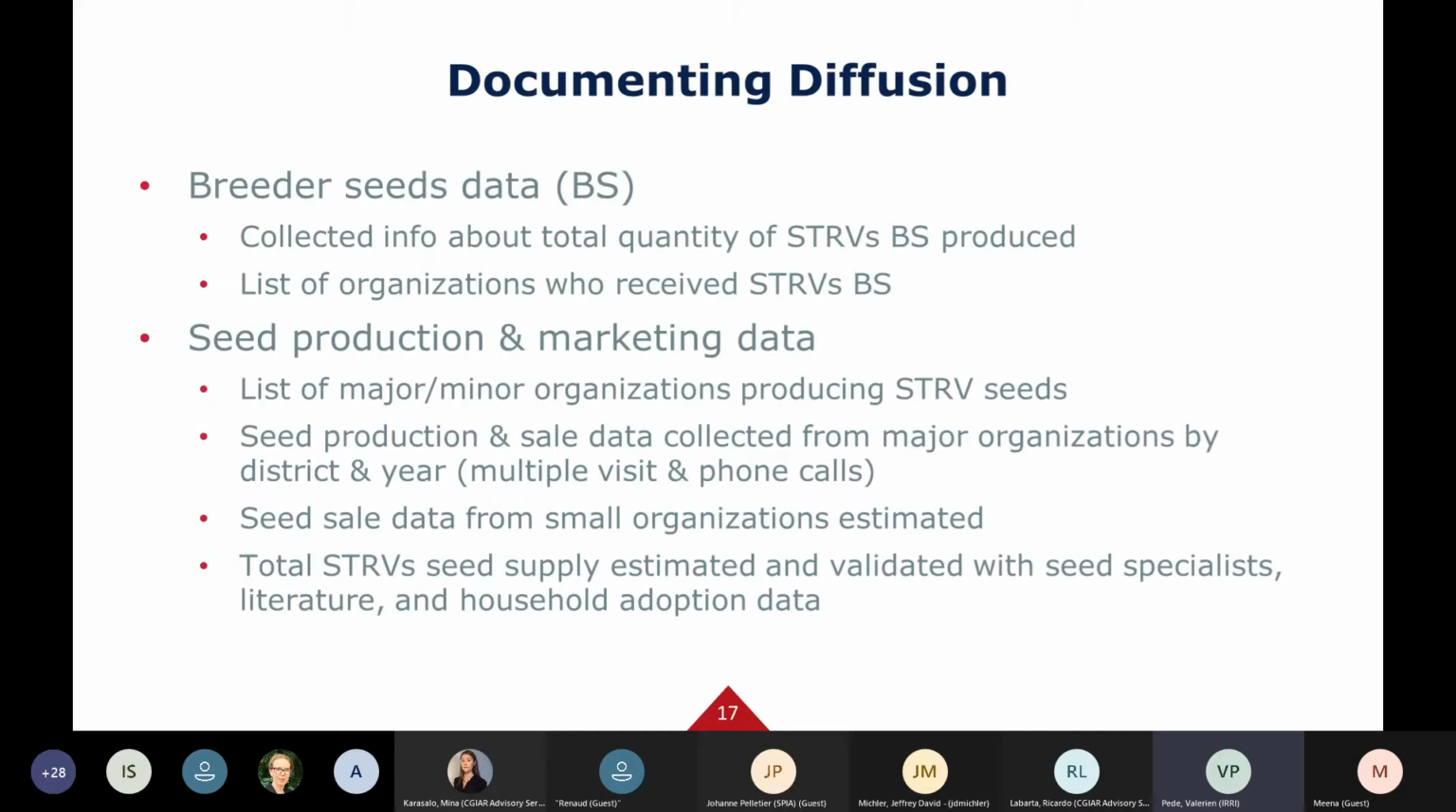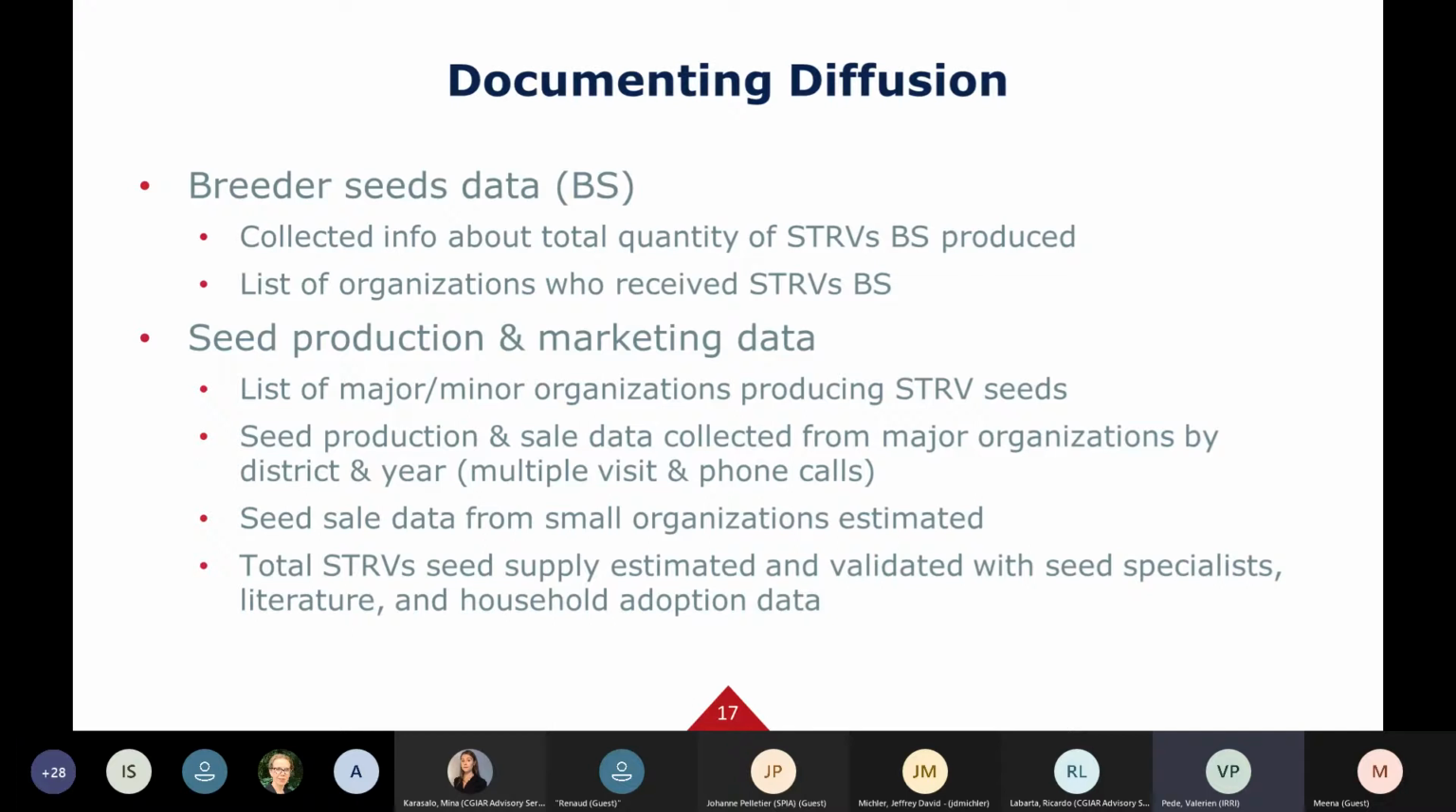In terms of what we have done so far in collecting the dissemination data, we first went back to those organizations, BRRI and BINA, to try to have a good overview, an idea about the total quantity of the STRV breeder seed that were produced. And then from there, we were able to gather the list of all the organizations who actually received breeder seed from there. And that was very useful for us to make our contact to collect data from them.